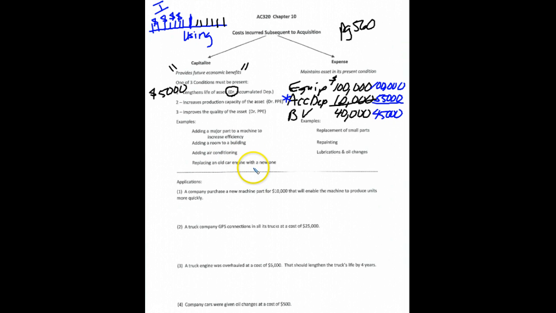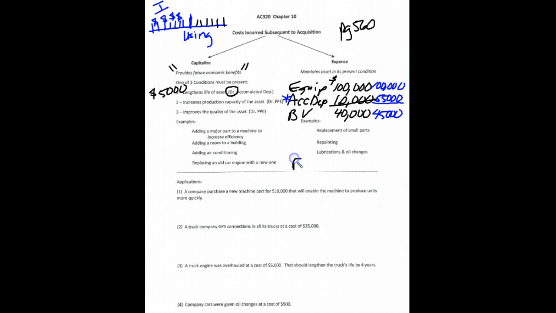If we replace an old car engine with a new one, we would capitalize that, because all of those increase the future economic benefits. But examples of expenses, replacing small parts, repainting, or typical oil changes, those usually do not have long-term benefits and we expense them.